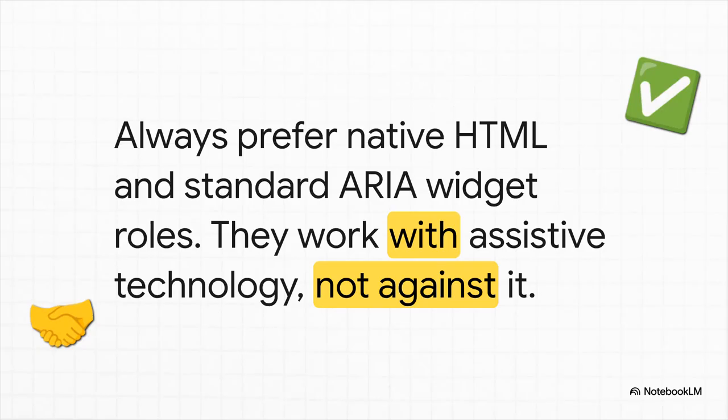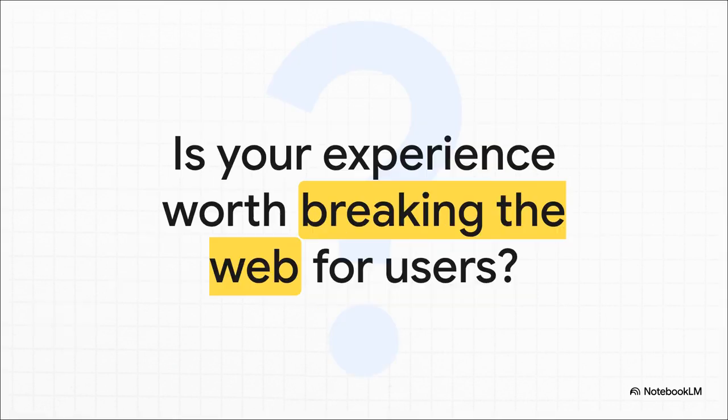And that's really the heart of it all. The whole point of accessibility isn't to fight with assistive tech, it's to work together. Using good semantic HTML and the right ARIA widgets gives screen readers what they need to create a predictable, usable experience. They're your partners in this, not your enemies. So, the next time you're building something and you feel that temptation to reach for role equals application, just ask yourself this one question. The web is built on a fundamental agreement about how things like navigation are supposed to work. Is your cool, custom interaction really so important that it's worth tearing up that agreement and breaking the web for some of your users? Almost always, the answer is going to be no.